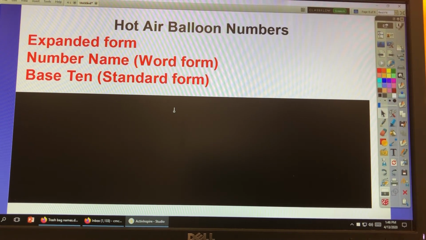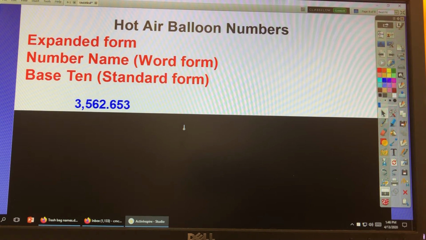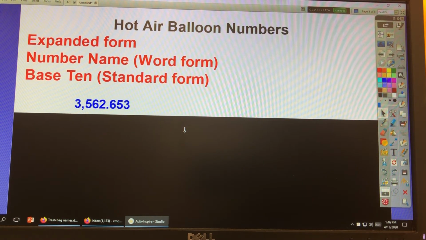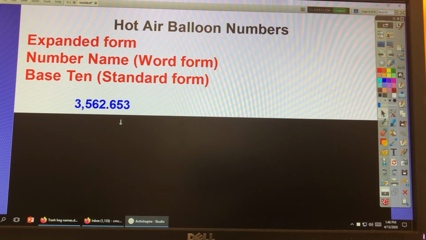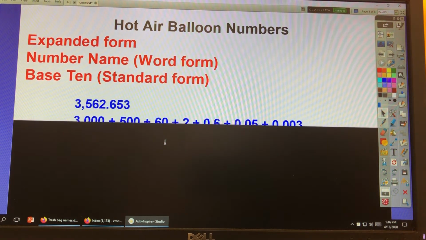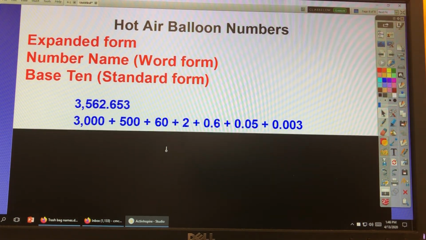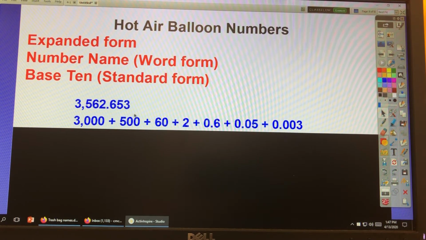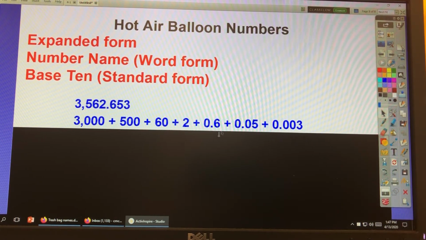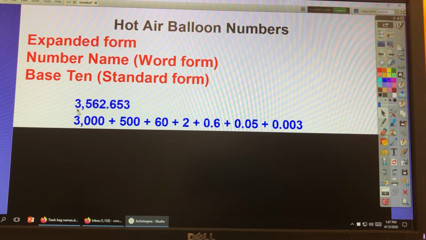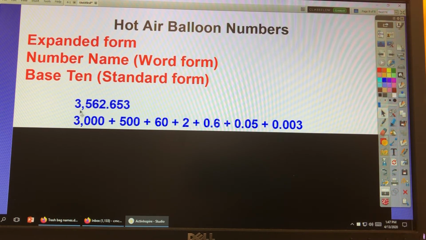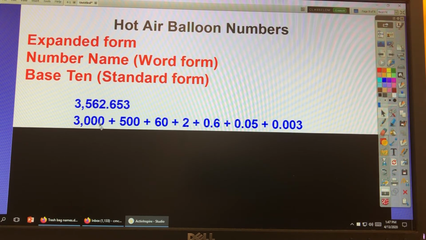Okay, so we're going to start with number 1 on the page, and this is a number written in standard form, and they ask you to write it in expanded form. So we're going to write it 2 different ways. Expanded form, I've seen written different ways, but I always like to break it down and just start from the left and see what place value that number is in and write the value of that number. So this 3 is in the thousands place, so it is worth 3,000.